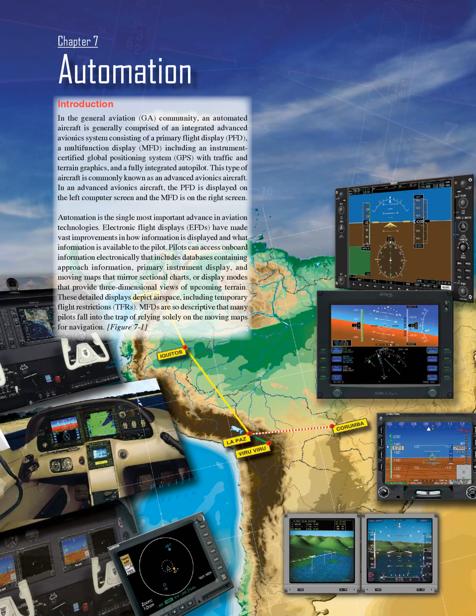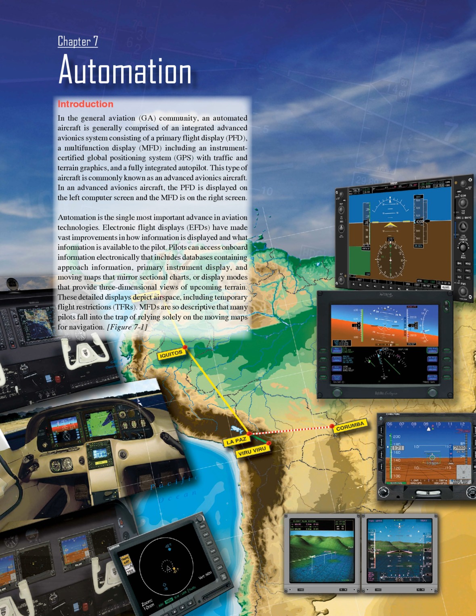Chapter 7: Automation. Introduction. In the general aviation (GA) community, an automated aircraft is generally comprised of an integrated advanced avionics system consisting of a primary flight display (PFD), a multifunction display (MFD), including an instrument-certified global positioning system (GPS) with traffic and terrain graphics, and a fully integrated autopilot. This type of aircraft is commonly known as an advanced avionics aircraft.